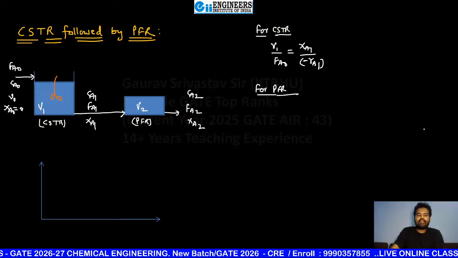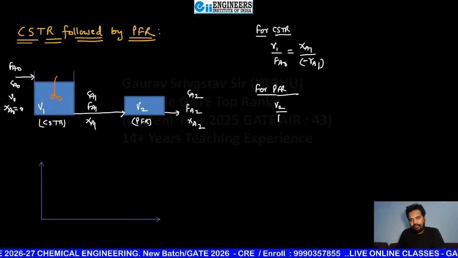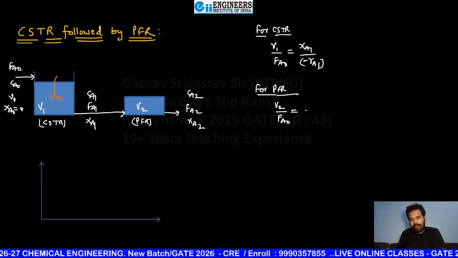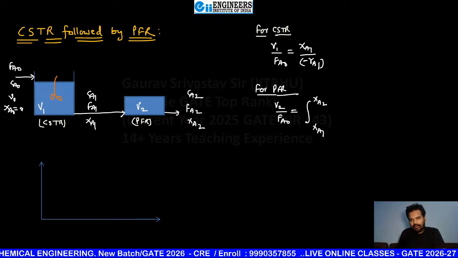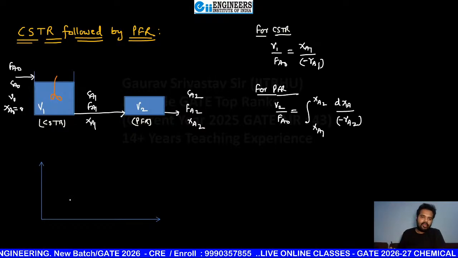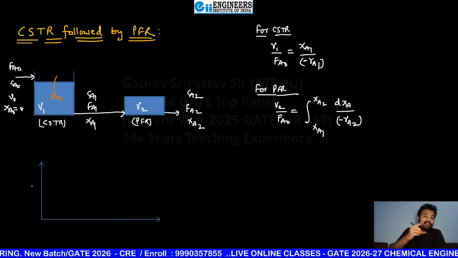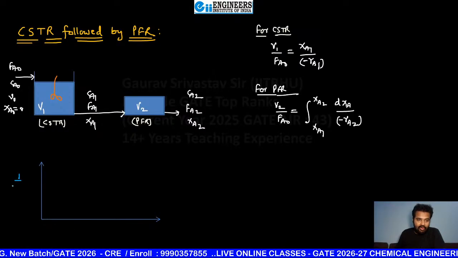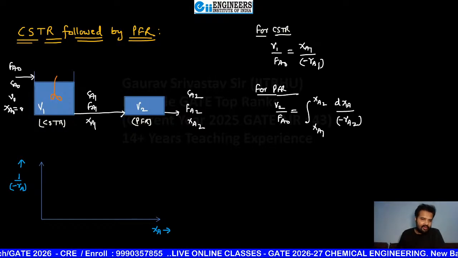Everyone absolutely correct. So it will be V2 by Fa0 and that becomes equals to integral Xa1 to Xa2 dxa upon minus Ra2. Now on diagram you can also see why the limit is Xa1 to Xa2. You can also see on diagram beta, आप diagram पे भी इसे देख सकते हो. So 1 by Ra versus Xa.